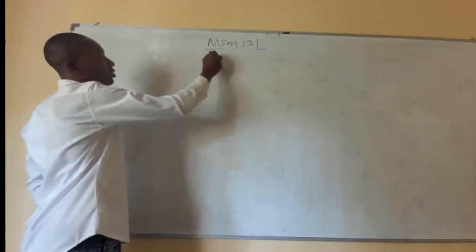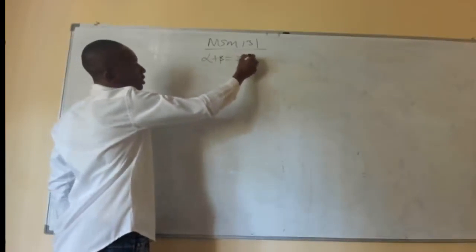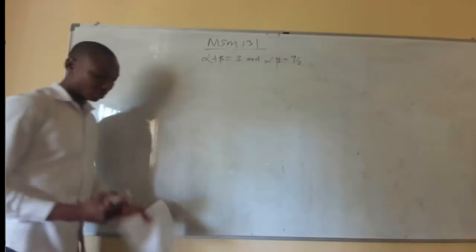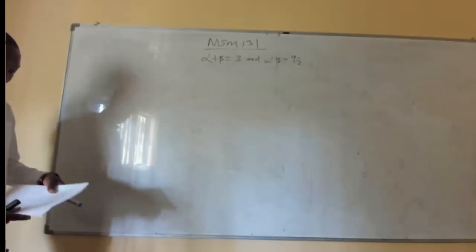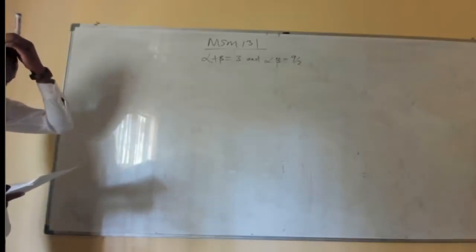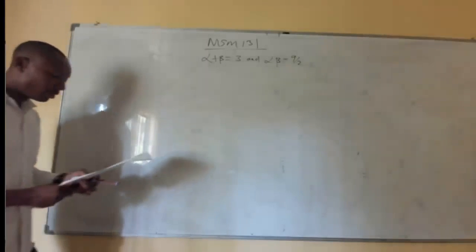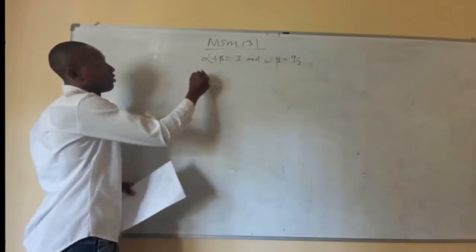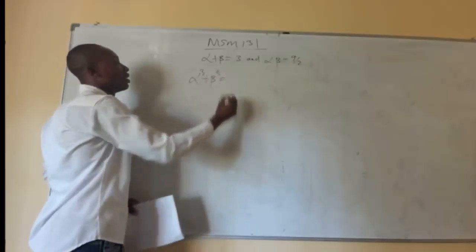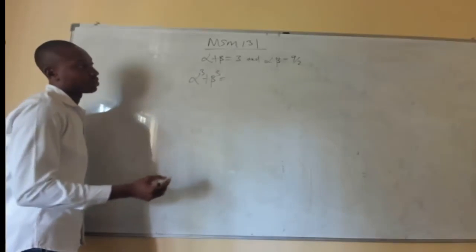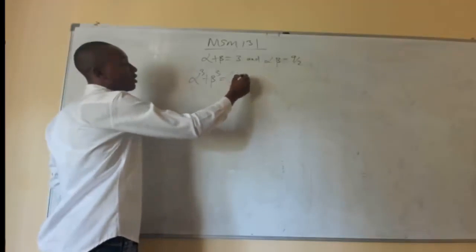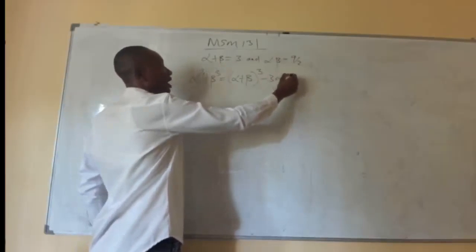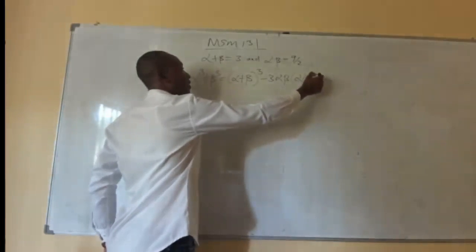Still doing questions on that, so we see the sum is 3 and the product is 9 over 2. Okay, so we have this one, alpha cubed plus beta cubed. So we have a standard formula for this as well. And that standard formula is (alpha plus beta) cubed minus 3 alpha beta (alpha plus beta).